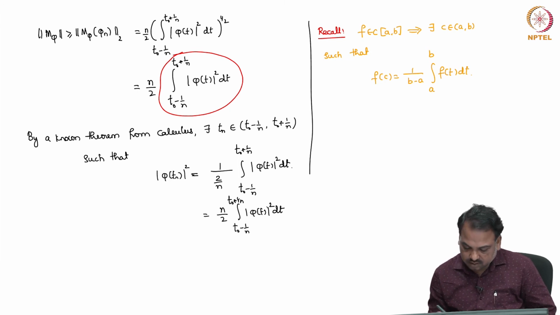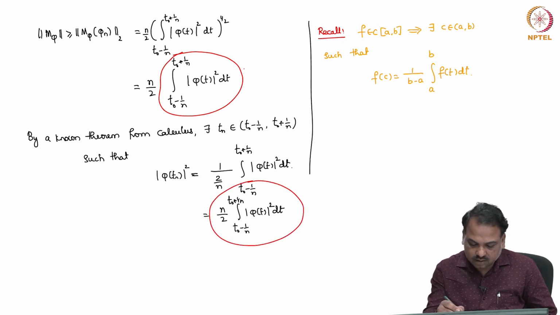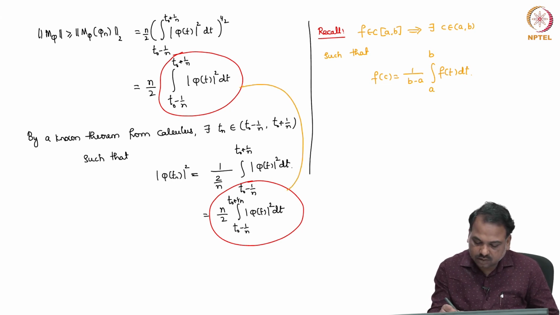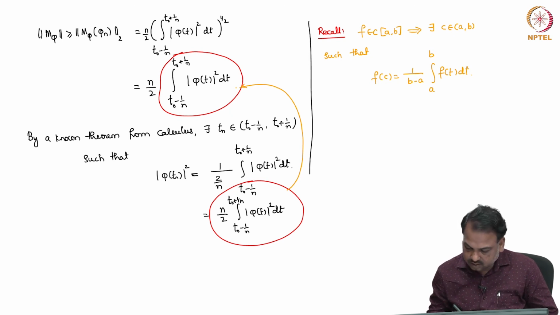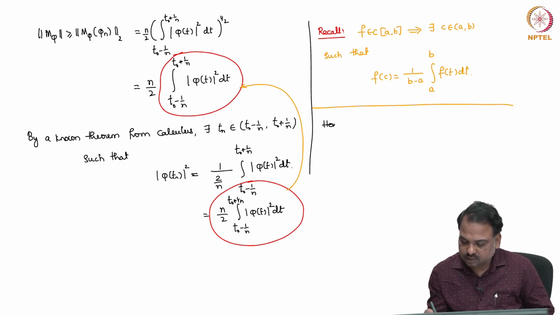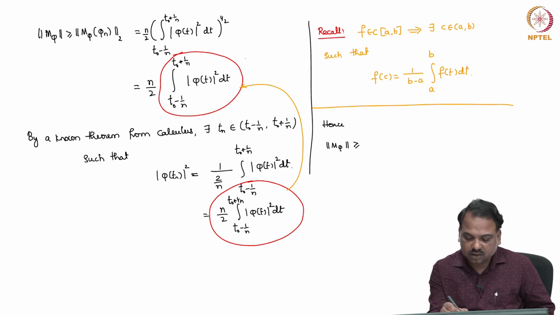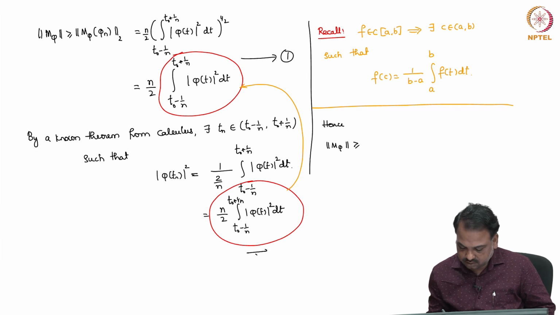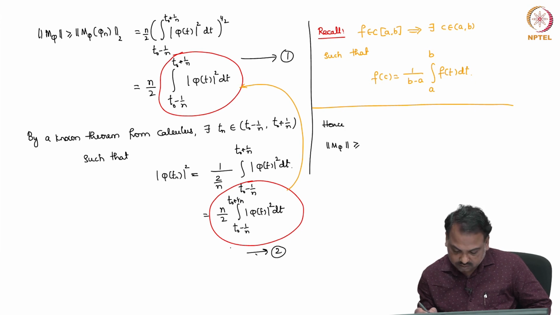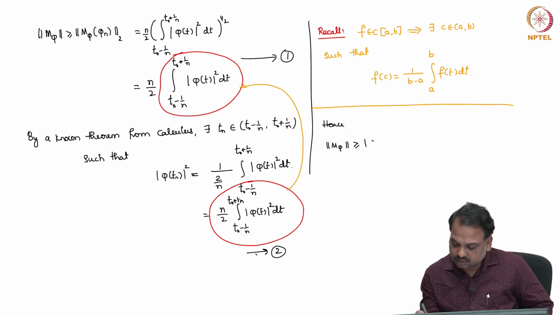So actually, look at this one: this quantity and this quantity we have defined here, both are the same. Therefore, the norm of m phi squared is bigger than or equal to, let me call this 1 and this 2, by 1 and 2 we will get mod phi of tn square.